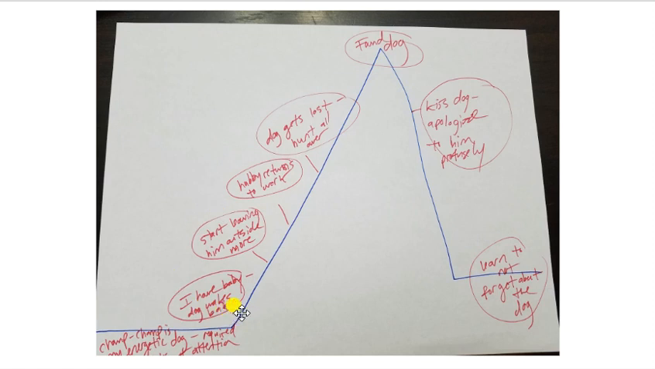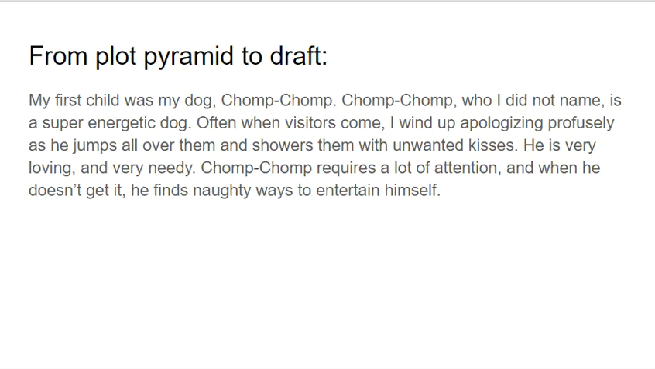So I've only done the first part for you. Your next steps are to draw on your own plot pyramid, just like I did, circle ideas and label them so that you know how your paragraphs are going to be grouped, and then start creating paragraphs.